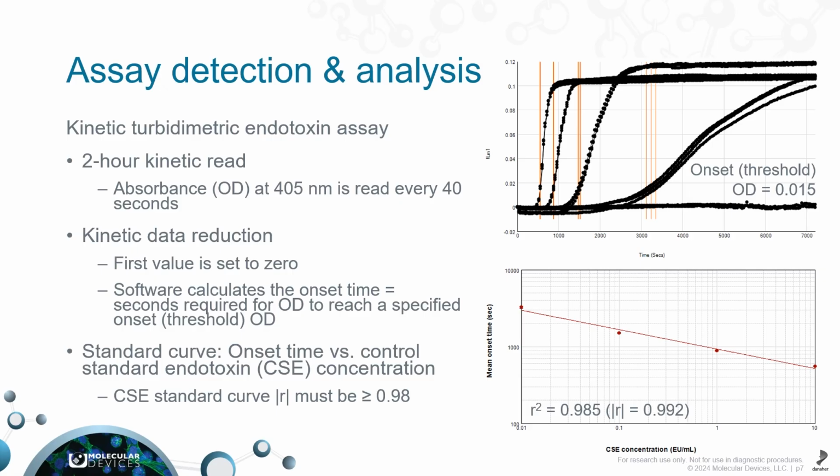And for the standard curve for this assay, the correlation coefficient or R value for the standard curve must be at least 0.98. In this example from SpectraMax ABS Plus, you can see that the requirement is met and in fact exceeded.